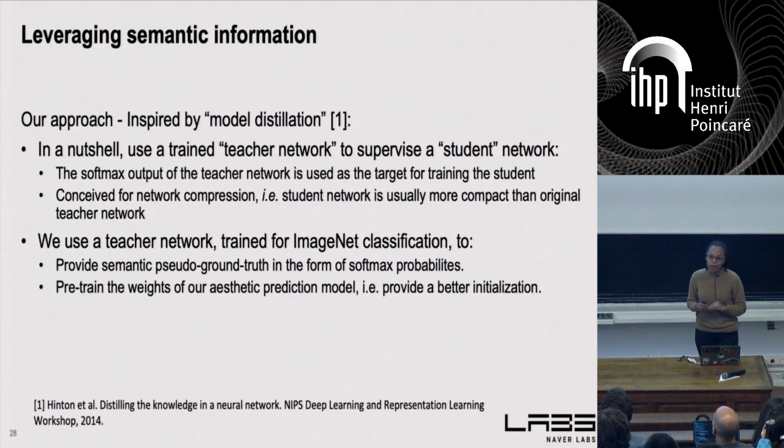In our case, we use it for a somewhat different motivation. We'd like to use this teacher network to provide us with some sort of pseudo ground truth for the semantic properties of our images, right? So we take the AVA images, we compute the softmax probabilities for those images, and then we use those softmax probabilities as some sort of semantic signature for those images. And what we hope is that once we train our network for this task, the weights of the network have a bias towards more semantically meaningful information, and that will give us a better initialization for our final end goal.